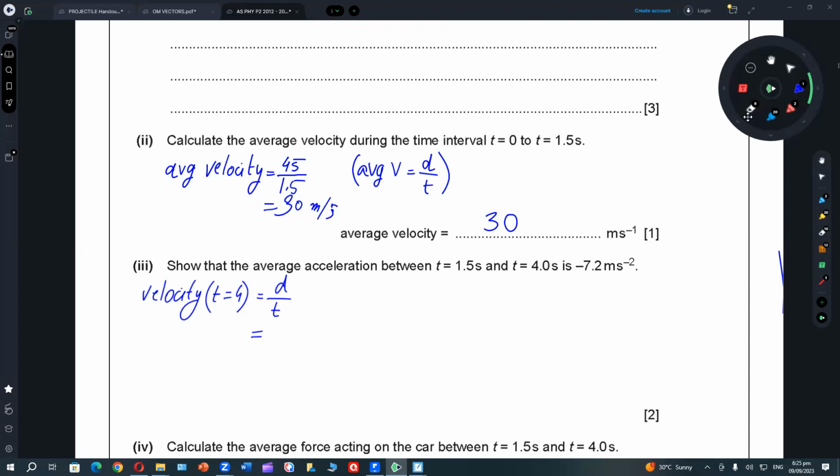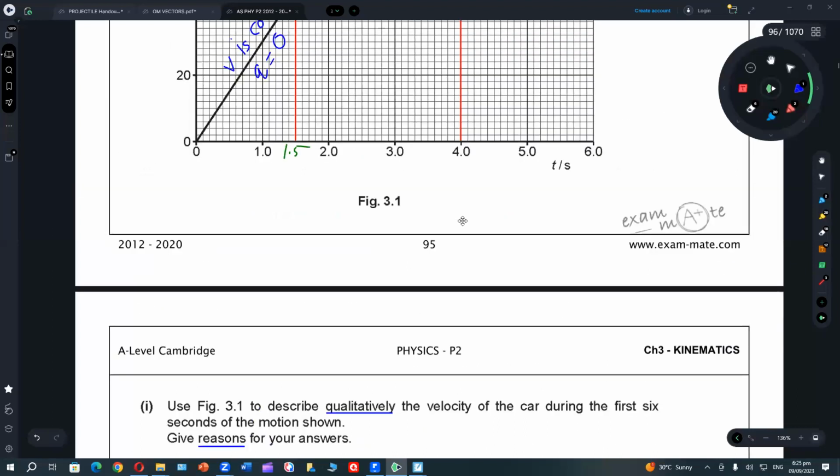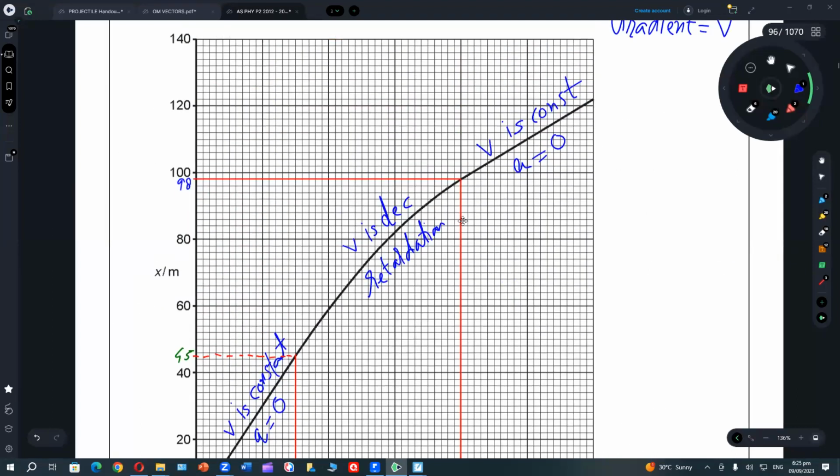Okay, at 4 it is 24.5. Some people are giving this 24.5. Actually, I have got this value 98 as my displacement. And this is a patch.